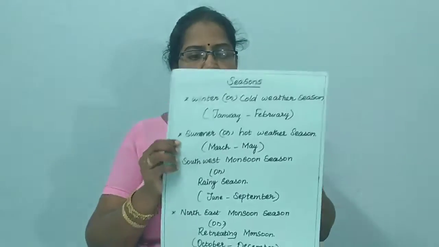Okay children, regarding this also we learned the seasons. What are the 4 types of seasons? Once we can recollect, children. Winter season, which month to which month? January and February. The next season, summer season, March to May. The next one, southwest monsoon season, June to September. The last one is northeast monsoon, October to December.